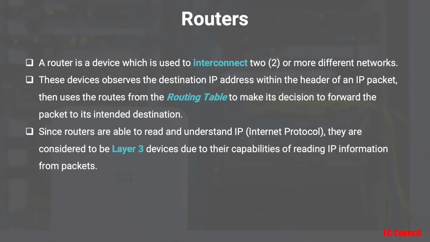These devices simply observe the destination IP address found within the header of an IP packet. Then it uses the routes found within the routing table to make its decision to forward the packet to their intended destination. Since routers are able to read and understand IP, which is IP protocols, they are considered to be layer 3 devices, while switches mostly operate at layer 2. Routers, however, are layer 3 devices, simply due to their capabilities of reading IP information found within the packets.